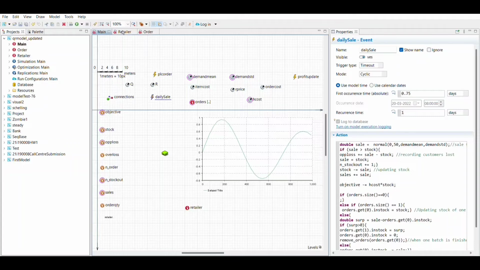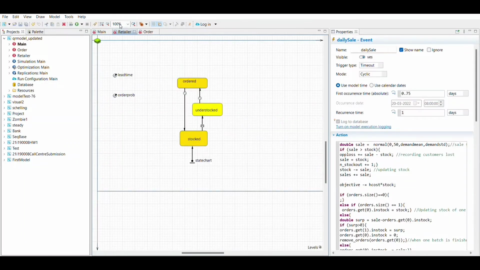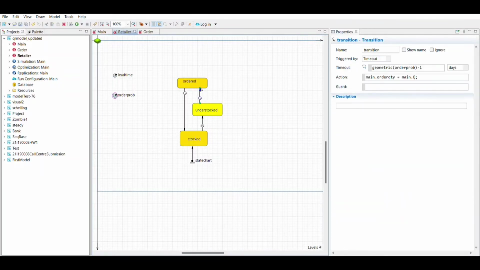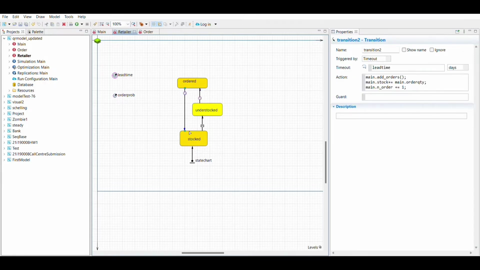Now let's have a closer look at the retailer agent. The retailer agent moves between three states. When the stock level falls below the reorder level, it moves from the state stock to understocked, and it tries to place an order. According to the geometric random variable, once the order is placed, it moves into the order state, and then after a deterministic lead time, it moves back into the stock state.